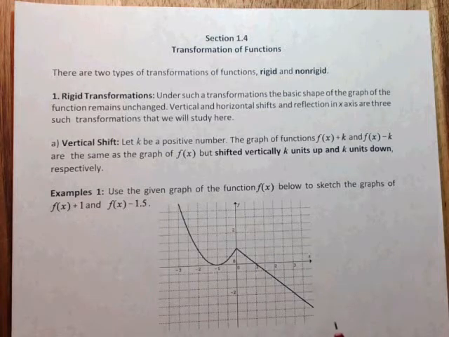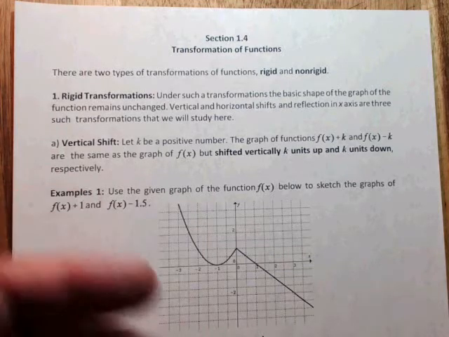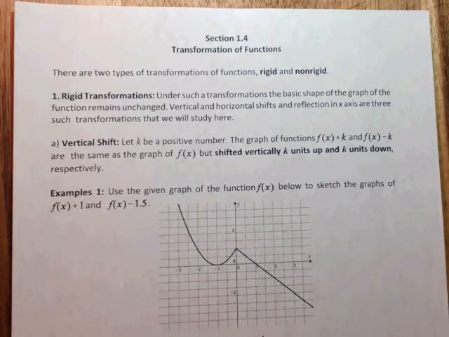Like one of your own pictures. You take a picture with your own camera, your own cell phone, and then when you look at it, you make it larger. As you make the picture larger, you actually don't change the shape of the picture, you just make it larger. So the basic shape of your picture remains the same. The only thing that has changed is the size. So that's one example of rigid transformation.